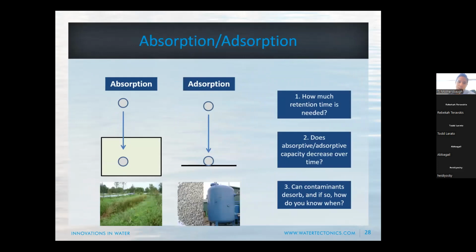Absorption and adsorption. So absorption, I think of as something, my pollutant going inside of something, right? So I think this is more as living systems, like plants uptaking something into their tissues. And adsorption, I typically think of more as a resin or a media that is going to bind that contaminant to the surface of that compound, right?